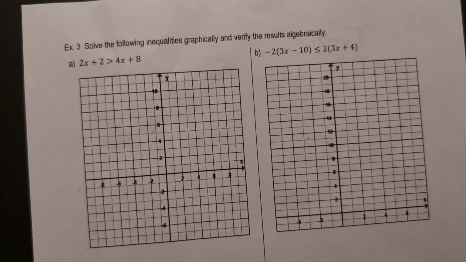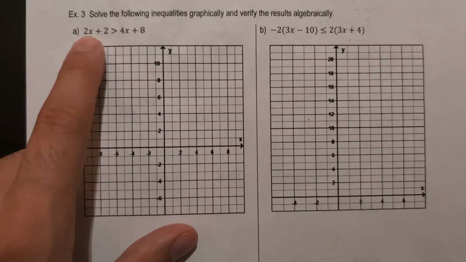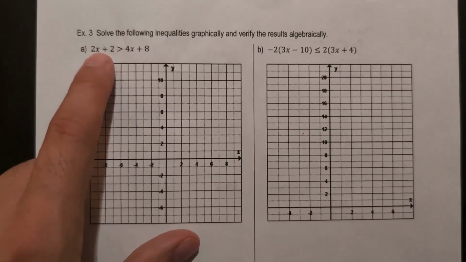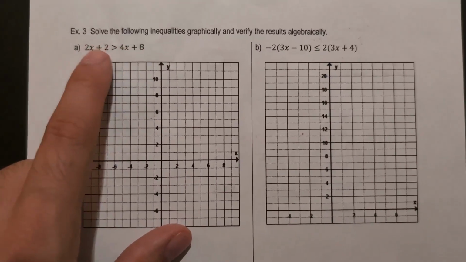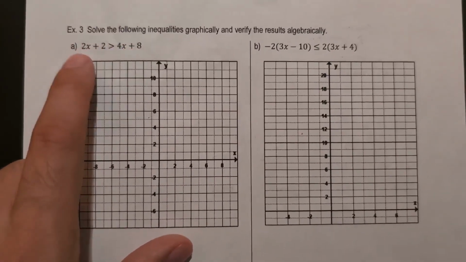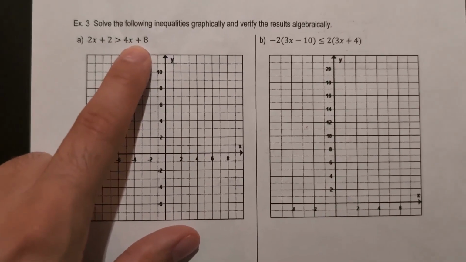So on the back side of the page, we can also do this graphically as well. So we have a linear equation is greater than a linear equation. So let's try graphing these two lines separately. So y equals 2x plus 2 and y equals 4x plus 8.